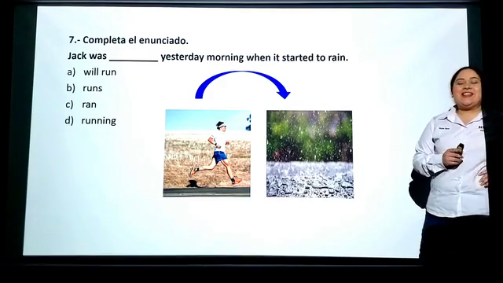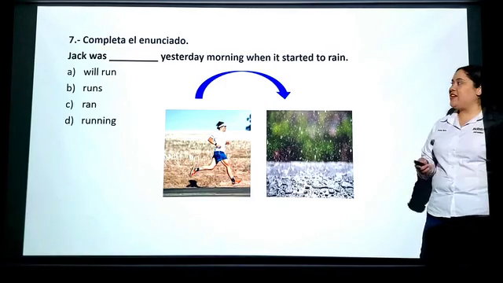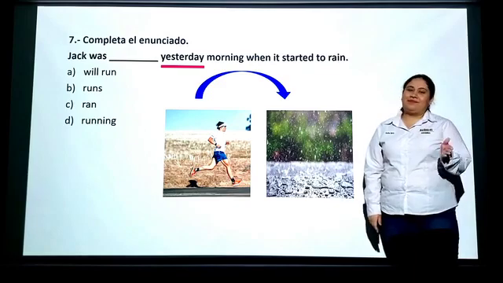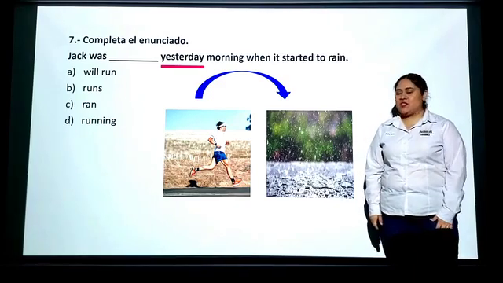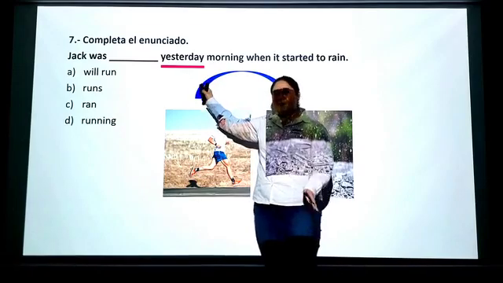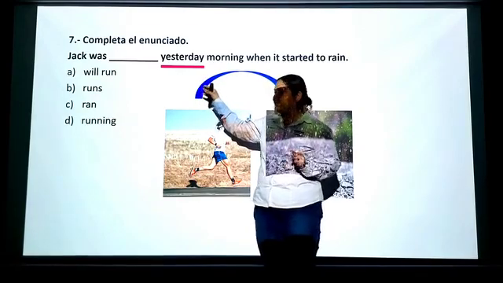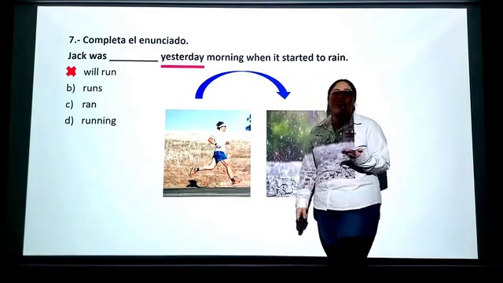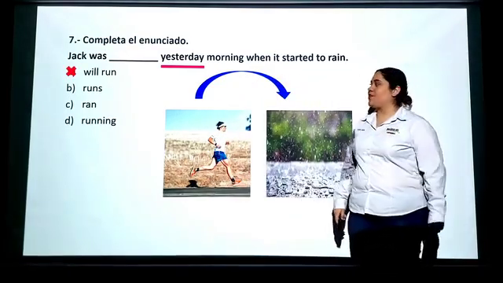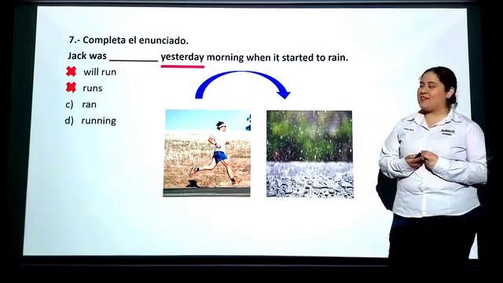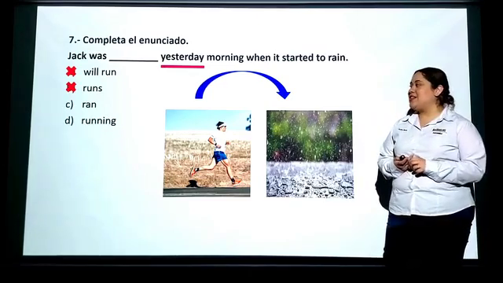Let's see. In this case, I also have a keyword, and it is yesterday. Okay, then I have to eliminate some options since this is telling me that everything will be in past tense, right? So I'm going to eliminate A because will is used for future. I am going to eliminate B since it is in present. I am also going to eliminate C.